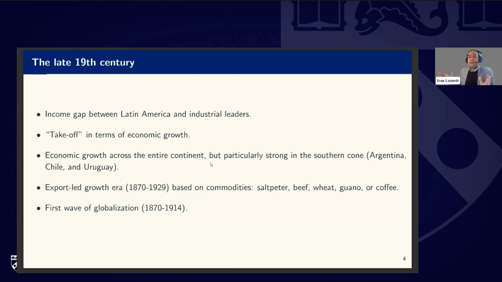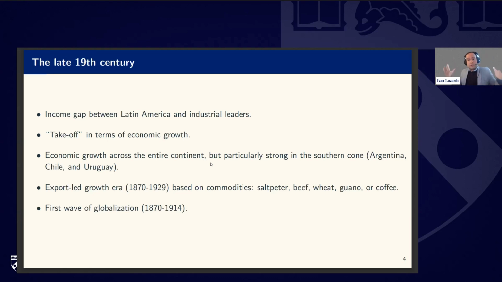But in the late 19th century, we will see the so-called takeoff, the transition we described before, the movement from economic stagnation, the Malthusian period where you have no economic growth at all, toward modern economic growth. We started with a substantial income gap, but at the same time we have the economic takeoff. We started to see persistent economic growth in Latin America.